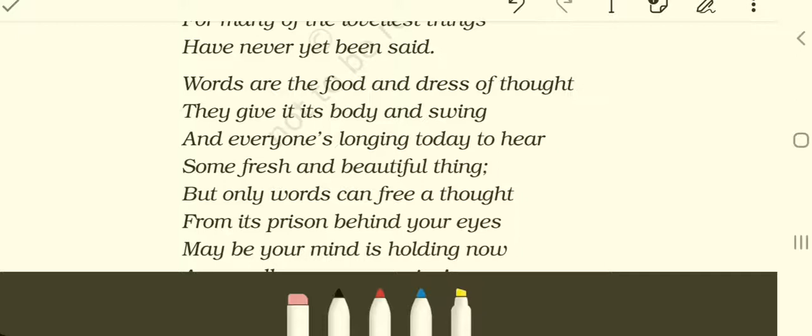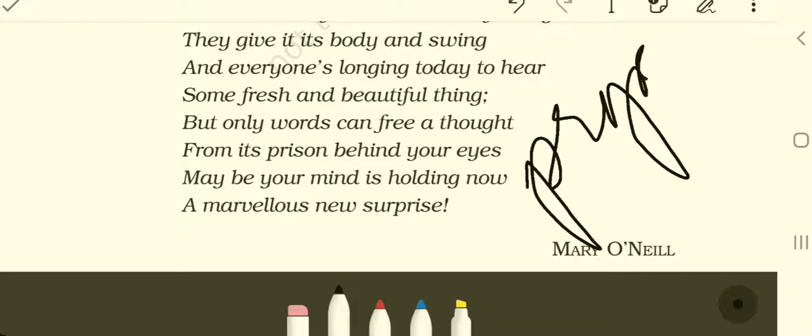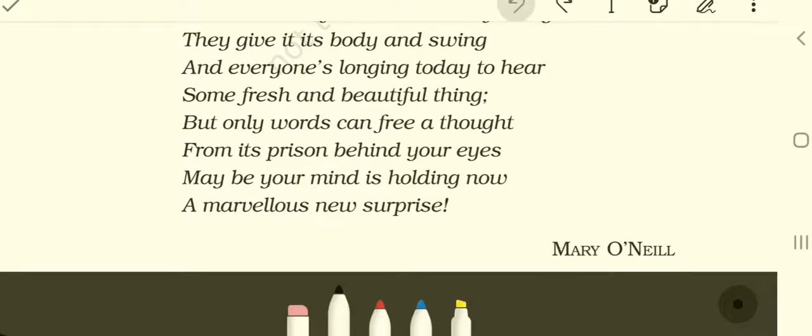Groom means if we train ourselves with language and if we connect thoughts in our head with the words that we have learned and channelize them. Because he feels that everyone wants to hear some beautiful thing. But only words can free a thought from its prison behind your eyes. So words are liberating. Means if you use words in a proper manner, you can feel or have a sense of liberty, as if you are not bounded by earthly things, is what you will feel.